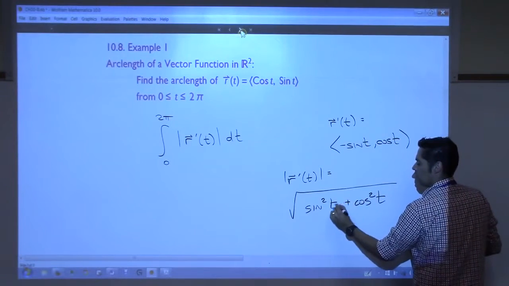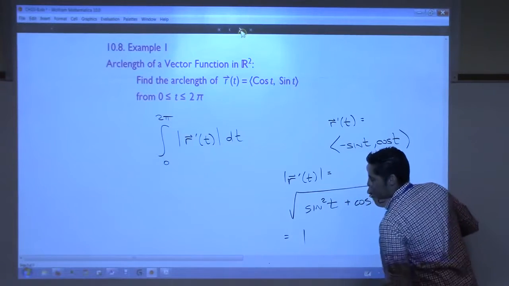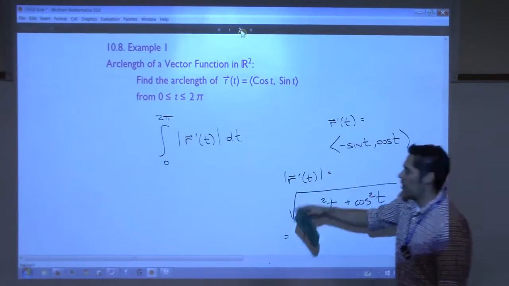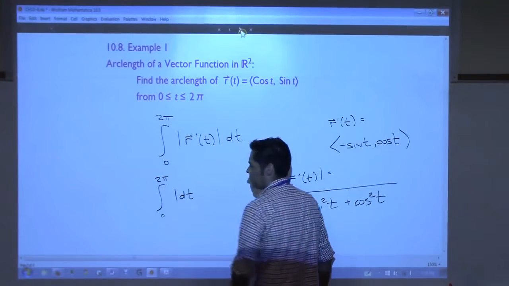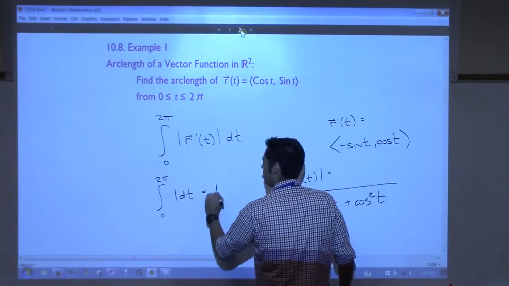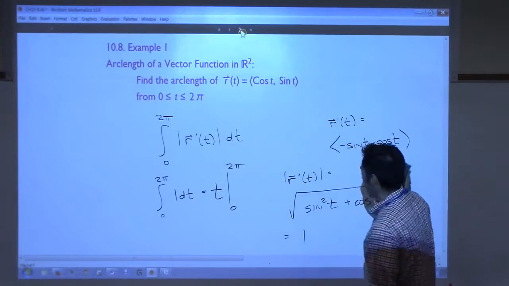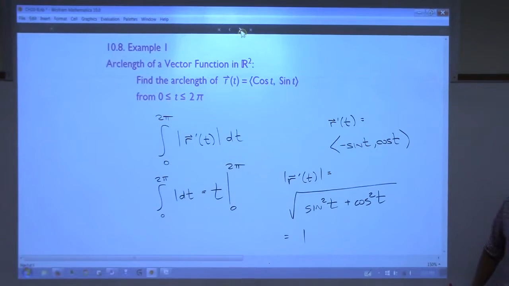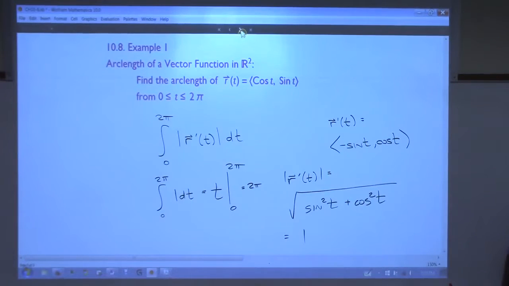Ooh, I like that, because that's 1, isn't it? Nice. So I'm just integrating 1 dt. What's the antiderivative of 1? T. So this is just t evaluated from 0 to 2 pi, which is 2 pi. Got it?